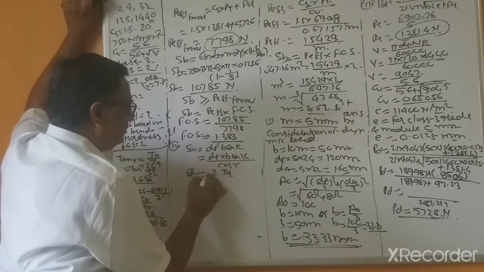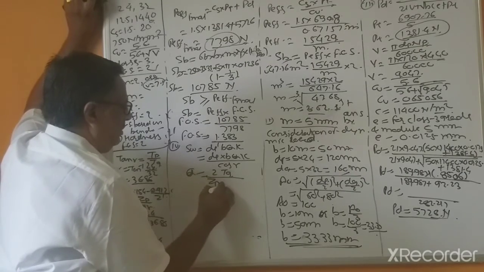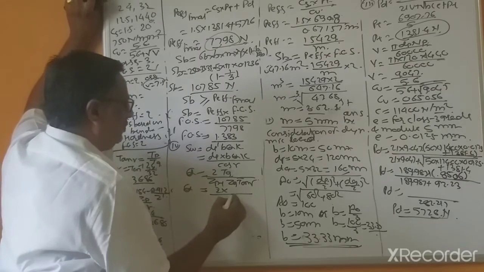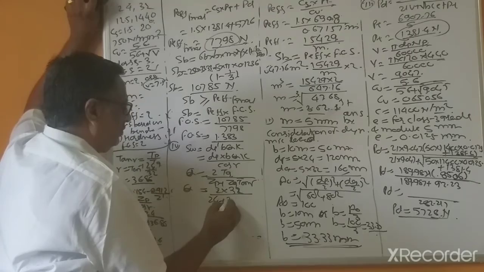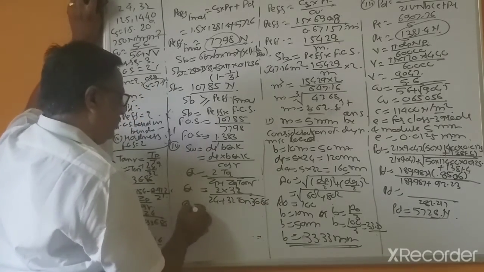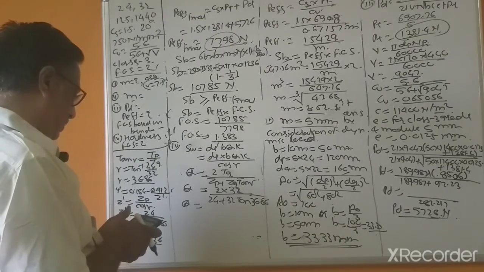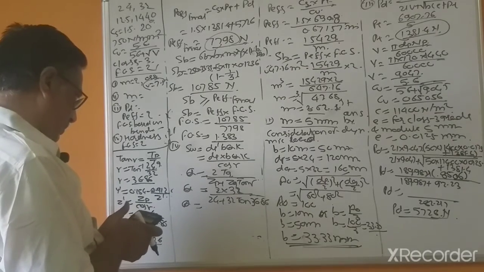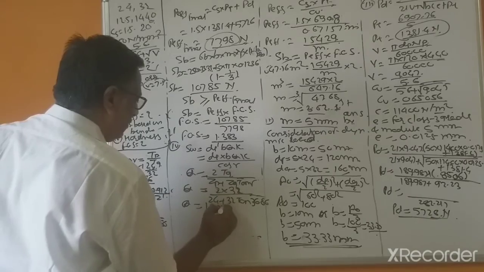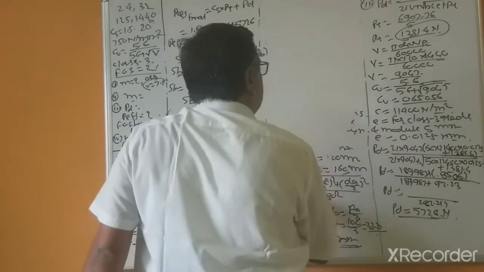Q equal to 2 tg tan gamma. Q equal to, tg is 32, gamma 36.86. Q equal to 1.33. Right. So no need of this data, because now we are in the last stage.